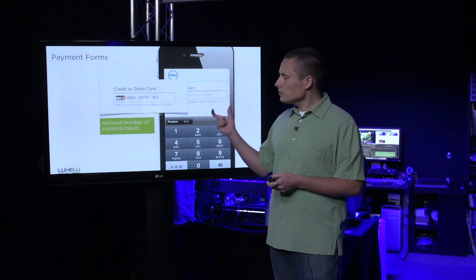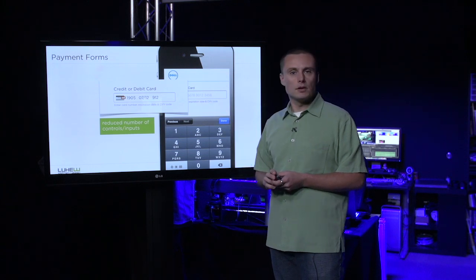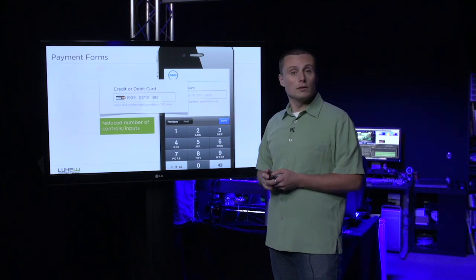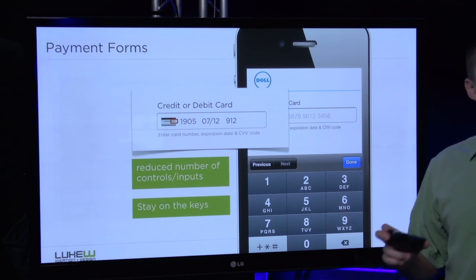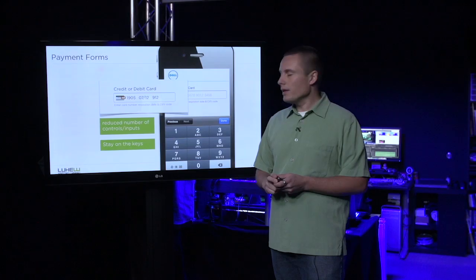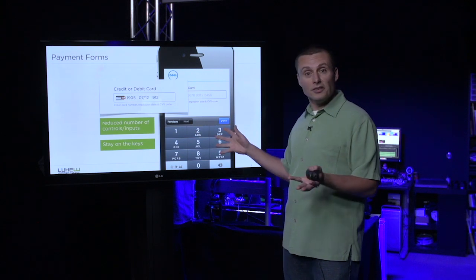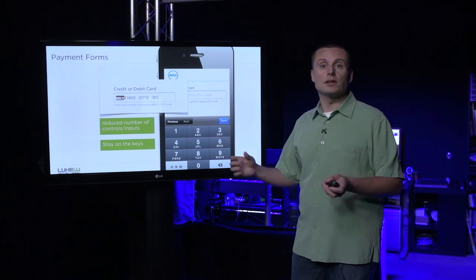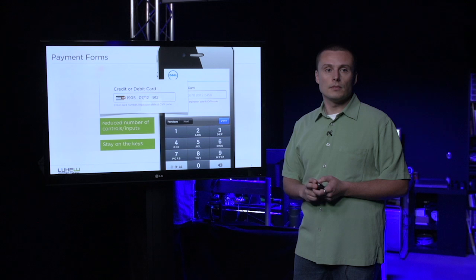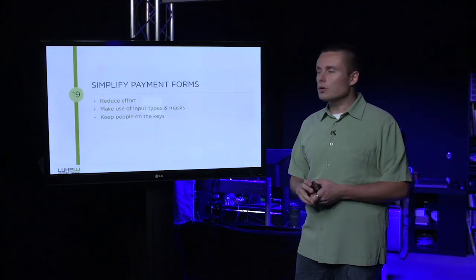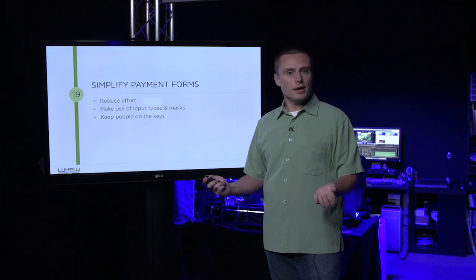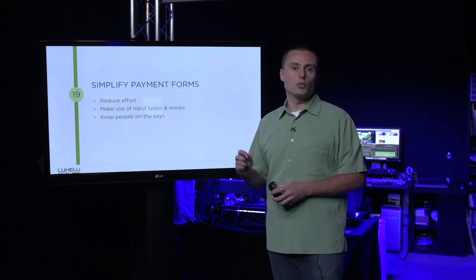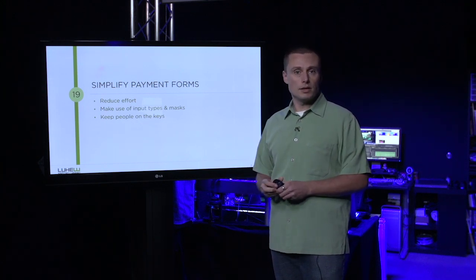And we did it by reducing the number of controls and inputs down to just one. And through our dial pad at the bottom here, we allowed people to stay in input mode the whole time. That is, all they could do and all they had to do was use these big numbers to tell us how they want to pay for their item. So simplifying payment forms at the highest level is really about reducing effort, about making it faster and easier to collect the information we need to allow people to buy the things they want.